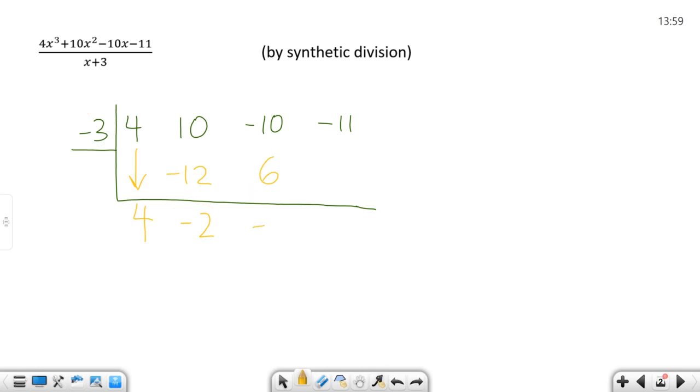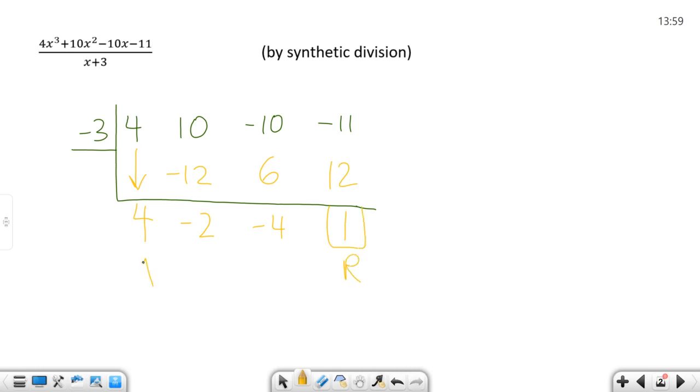So a negative 10 and a positive 6 gives me a negative 4, right? We subtract, keep the sign of the larger number. Then we start the process over again. Negative 3 times negative 4 is a positive 12. So a negative 11 plus 12 is a positive 1, and that 1 is my remainder.